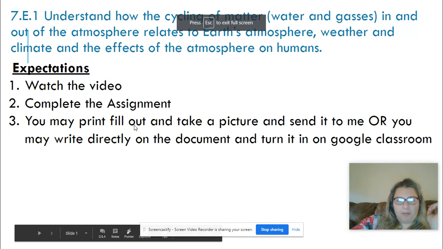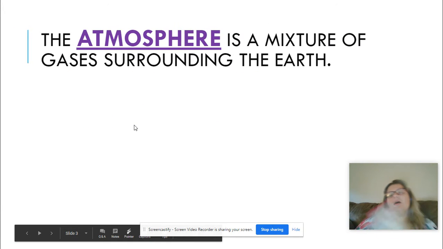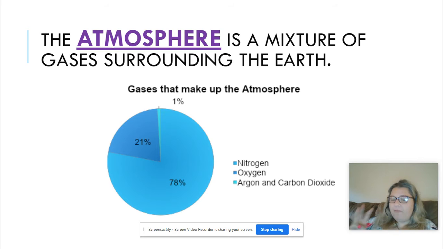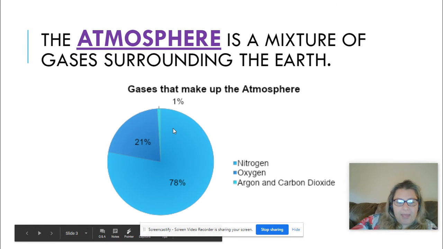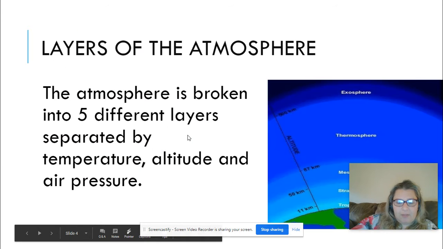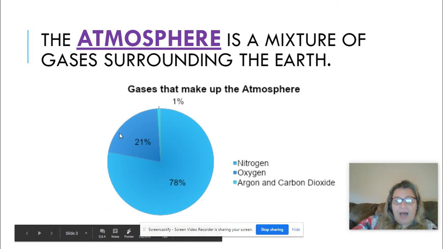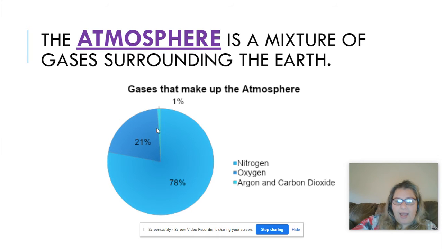So you completed the warm-up questions. A reminder that the atmosphere is a mixture of gases that surround the Earth, and we have 3 sets of gases that make it up. Nitrogen makes up 78%. Oxygen, what we breathe, makes up 21%. And carbon dioxide and argon together make up 1%.